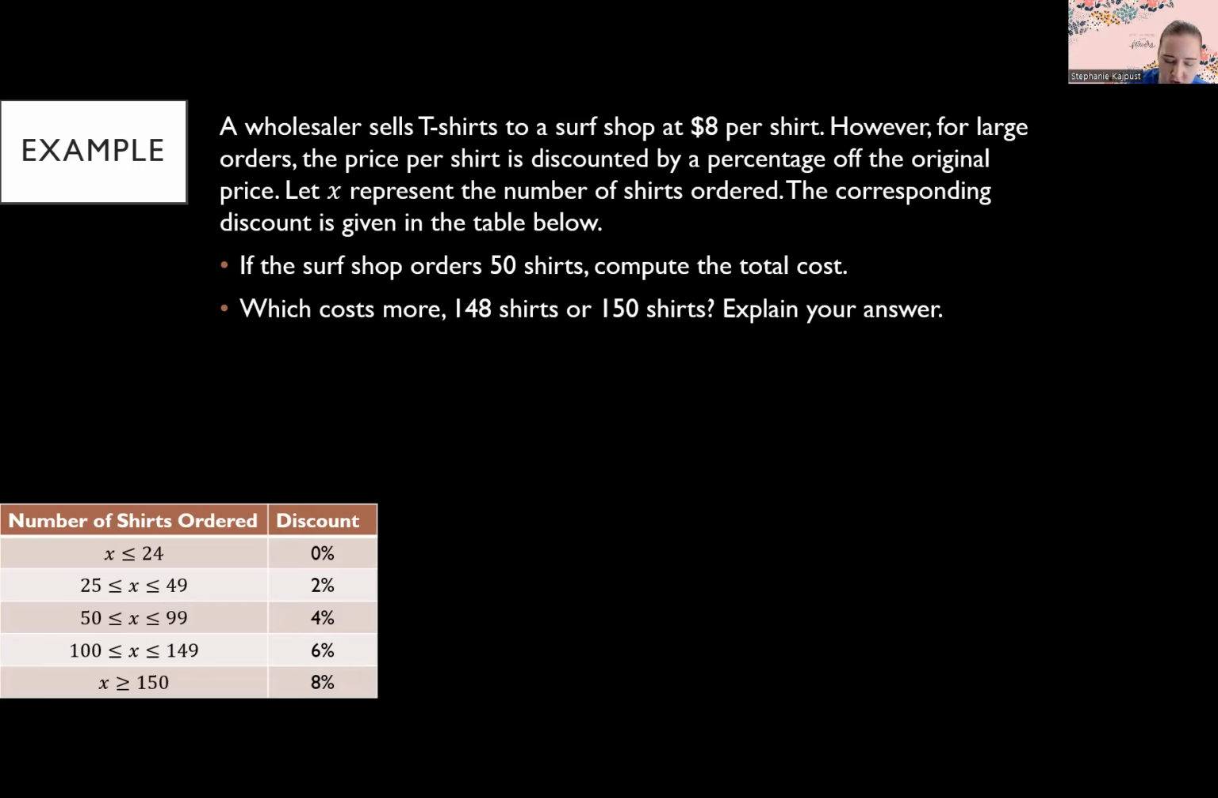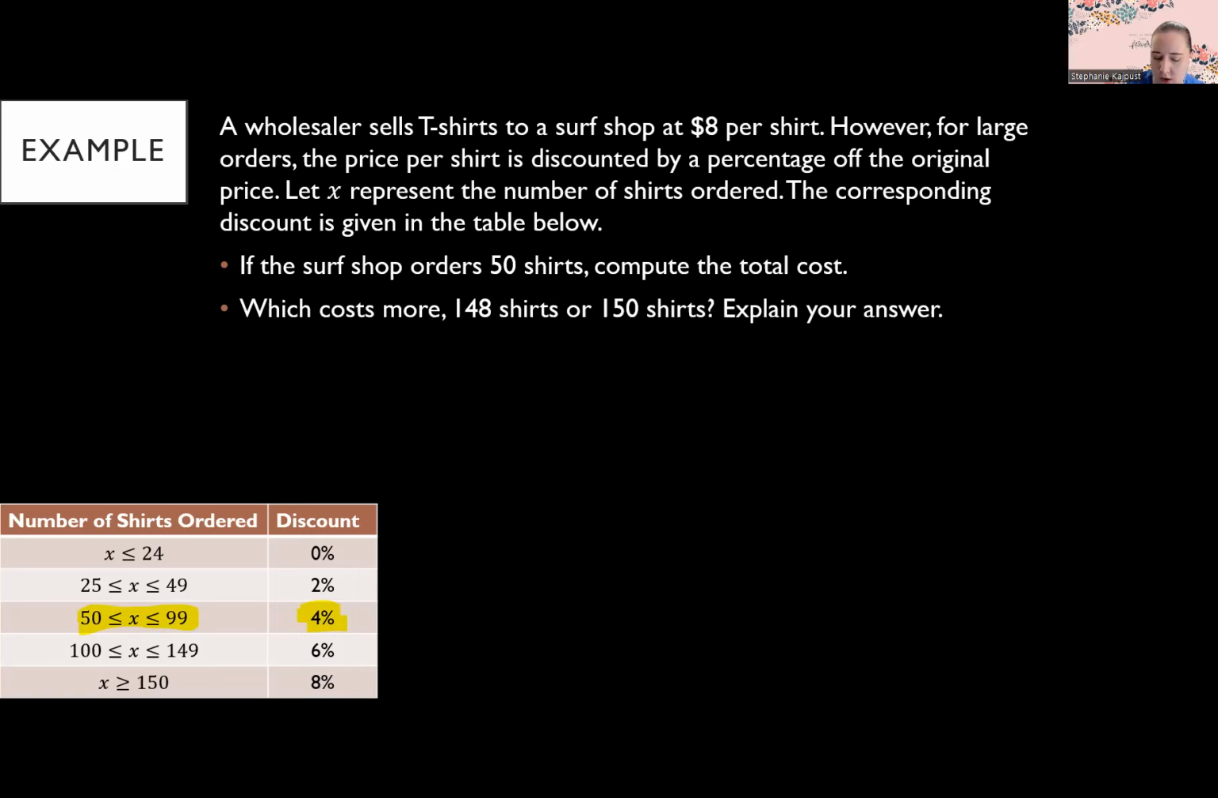So 50 shirts is in this bracket right here. And so the discount is 4%. So when we are writing our equation here, we're thinking back to when we were learning how to write equations for discounts.